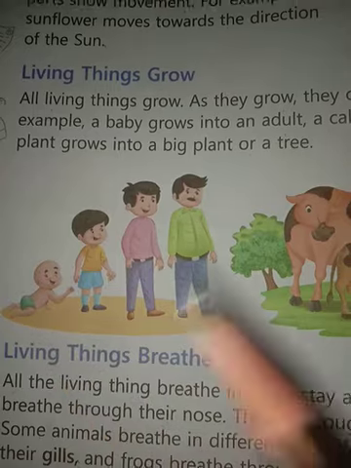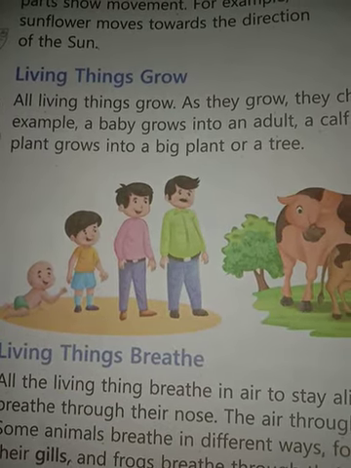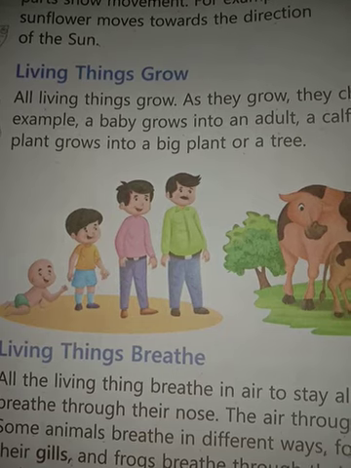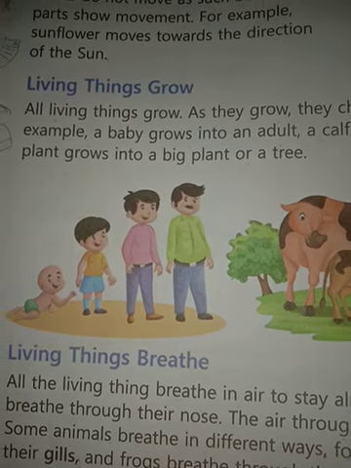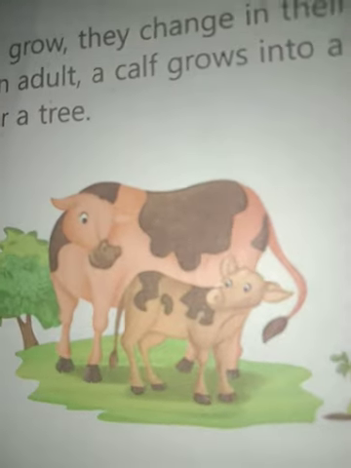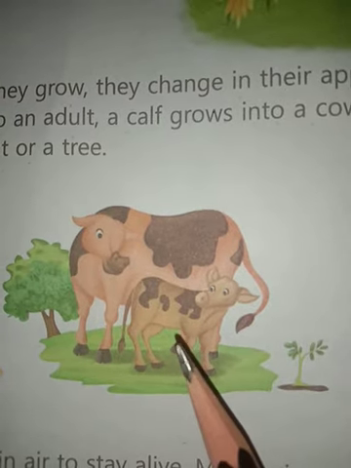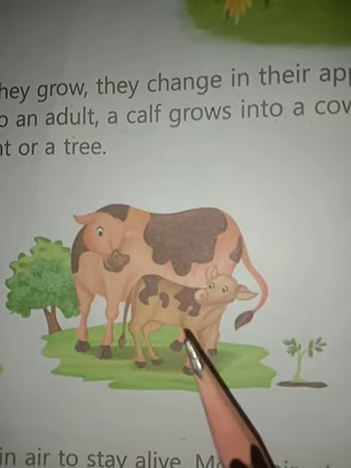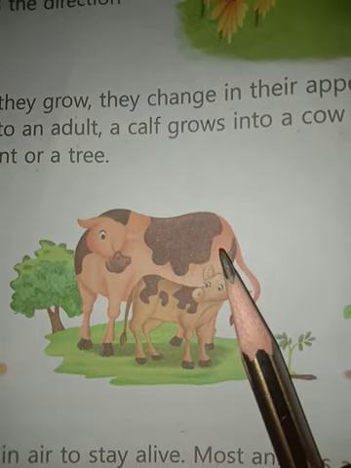And one day they die. This shows how living things grow older and older and then drop down dead. Now, you can see in this diagram the small child of a cow, meaning calf, grows up to become a cow.